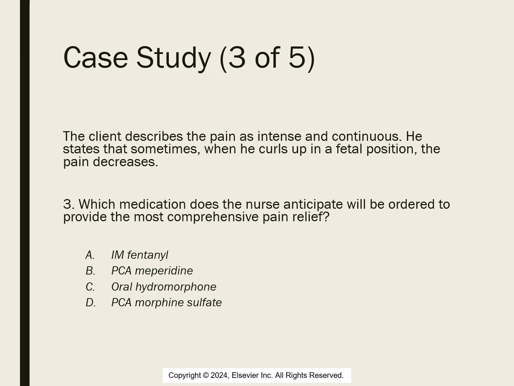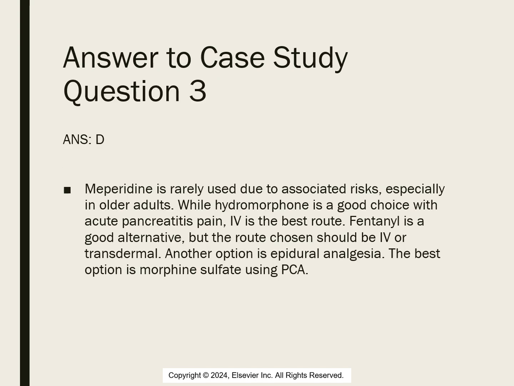Go ahead and take a moment to read your question based on the scenario. Choose your answer choice, and you can pause your video here, and we will discuss the answer on the next slide. The answer to this question is D as in Delta. The best option out of these choices is going to be morphine sulfate using a PCA.